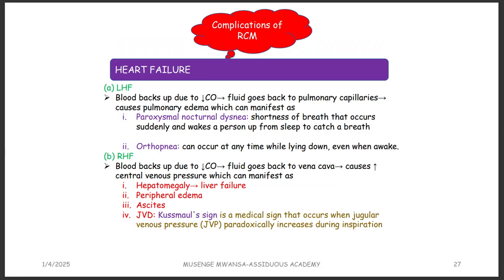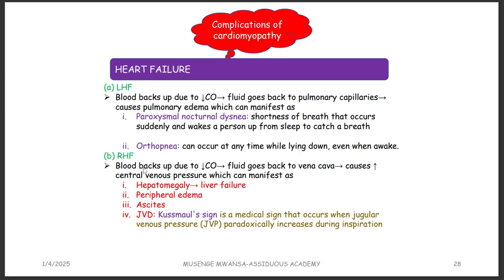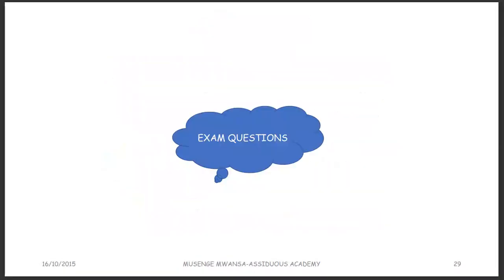So what are the complications of restrictive cardiomyopathy? They can also be heart failure, left heart failure, and right-sided heart failure can happen. The same things that we talked about earlier on. So that is basically that on cardiomyopathy.